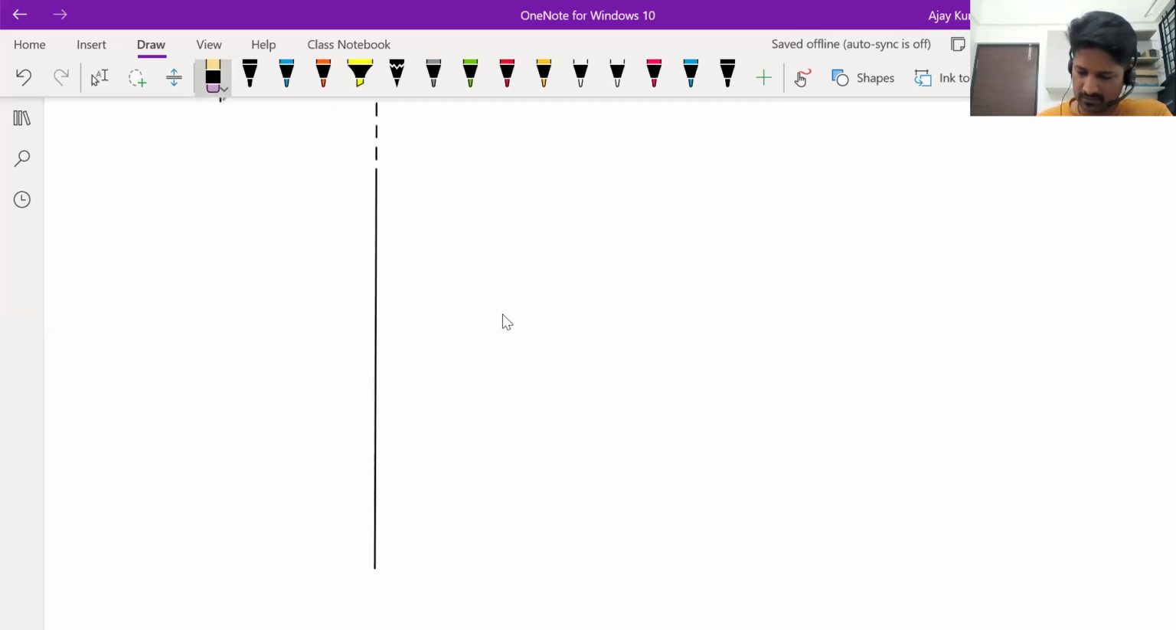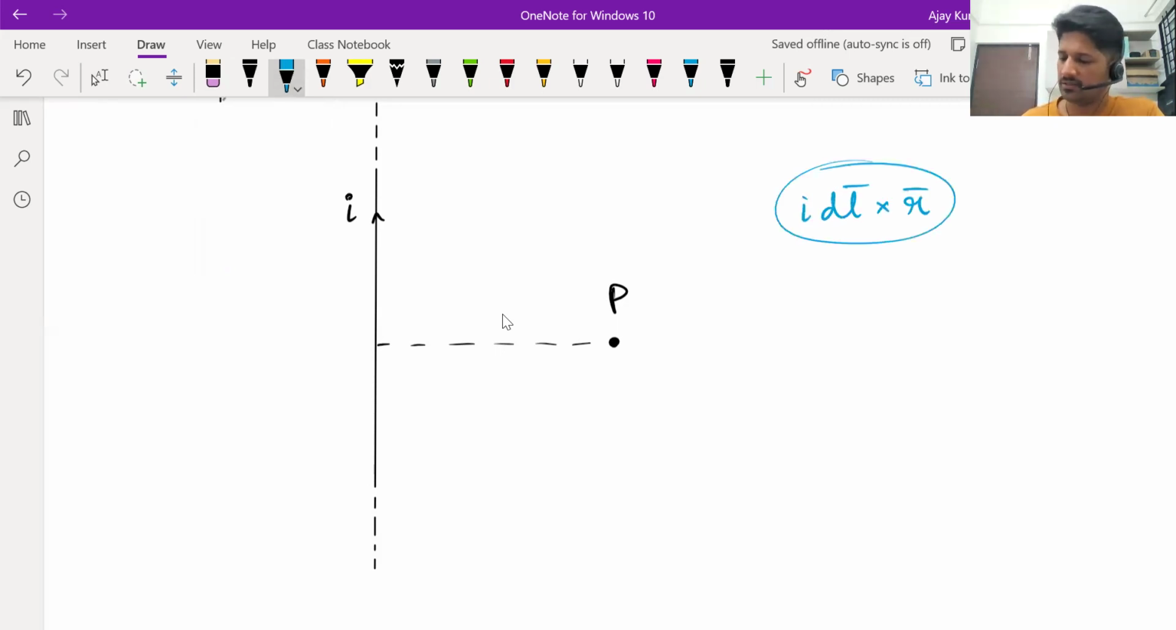Assume the current is directed upwards. Can one of you tell me the direction of magnetic field at this point P produced by this current? The direction of magnetic field is governed by Biot-Savart law, I dl cross R. This is what gives the direction of the magnetic field dB. So you have to check that.